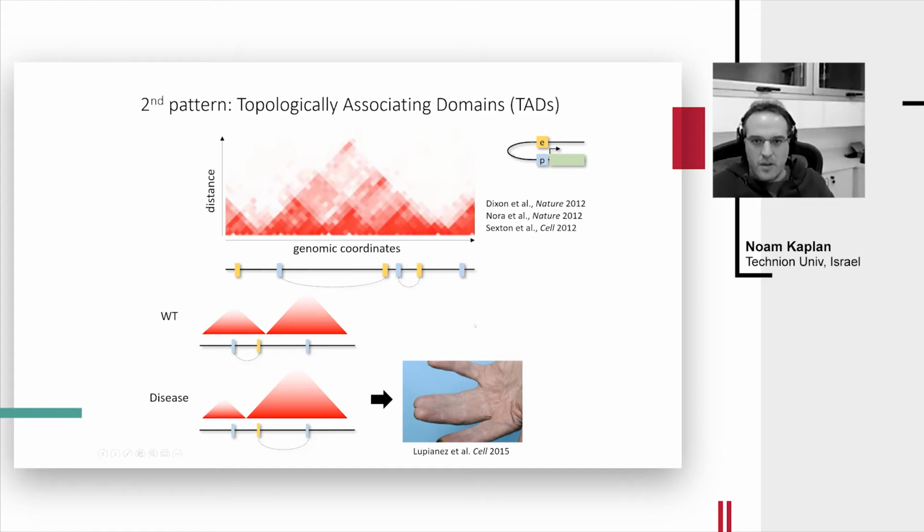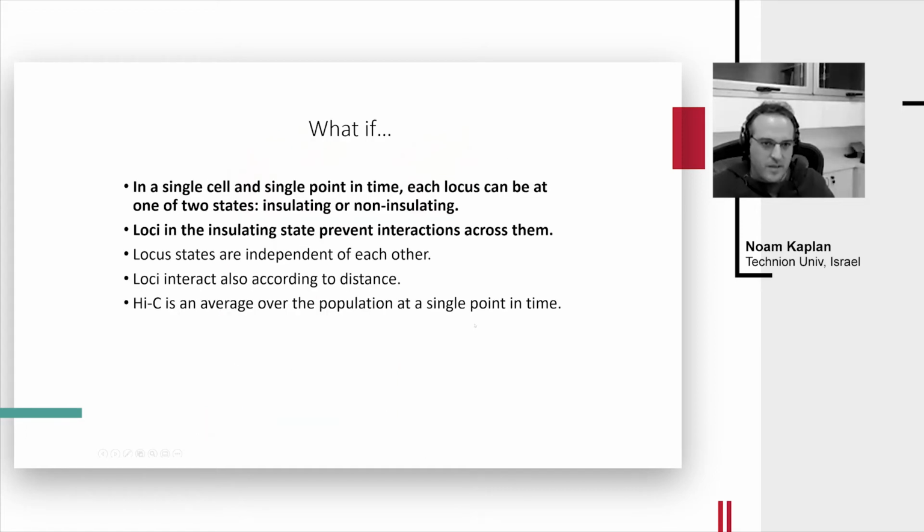Okay, so now how do we make a model of this? The way I like to think of a model is just to define what the assumptions are. It's like playing a game of what if. So what if in a single cell and a single point in time, each locus can be in one of two states. It's either insulating or non-insulating, okay? Now, loci in the insulating state, let's say, prevent interactions across them. So loci on either side of these cannot interact. I'll show you this graphically in a minute.